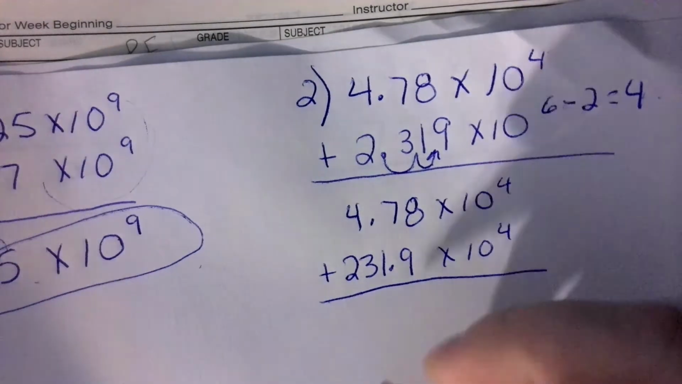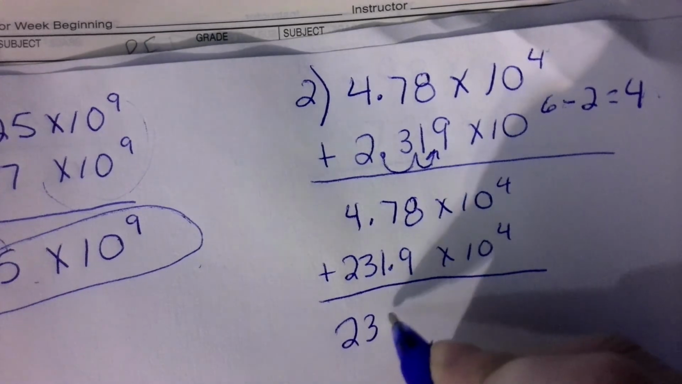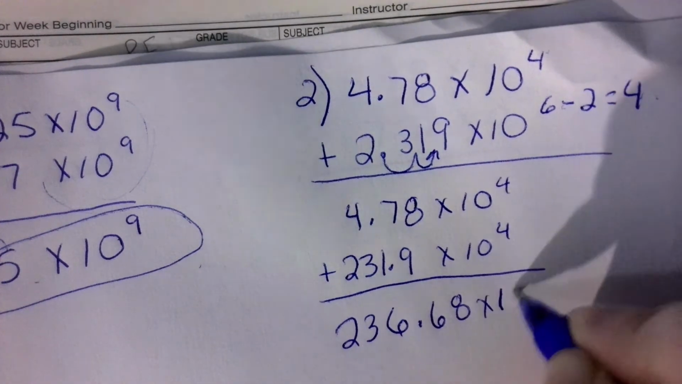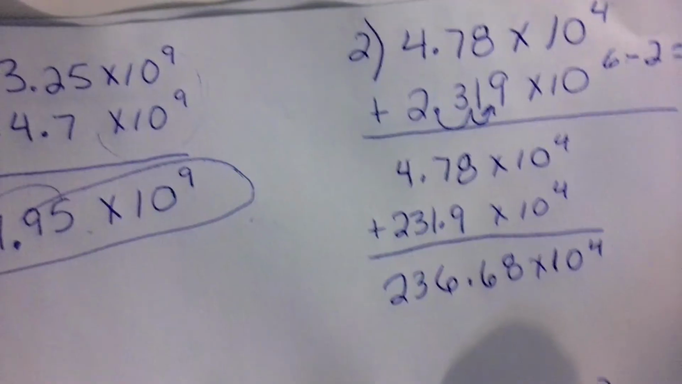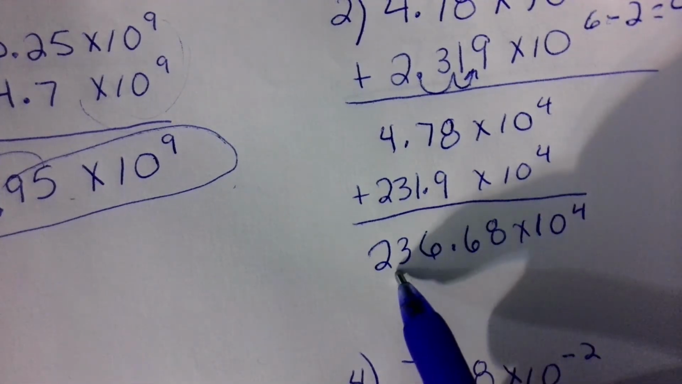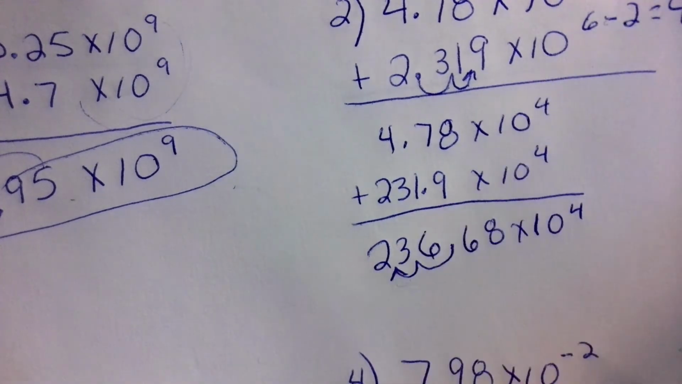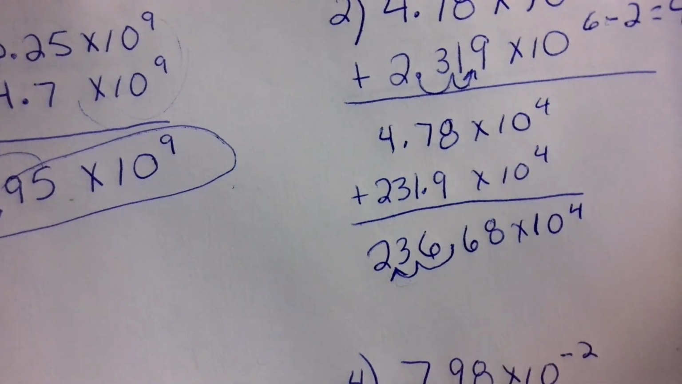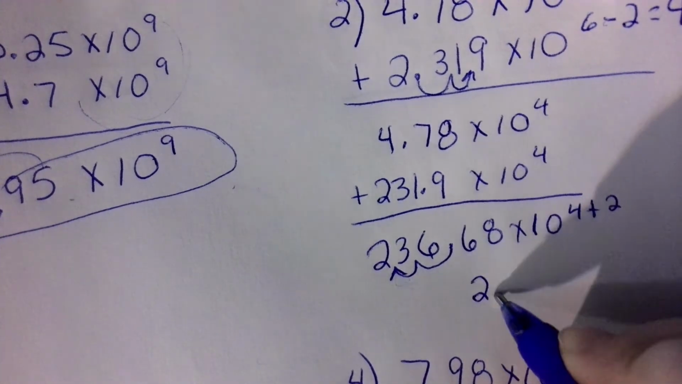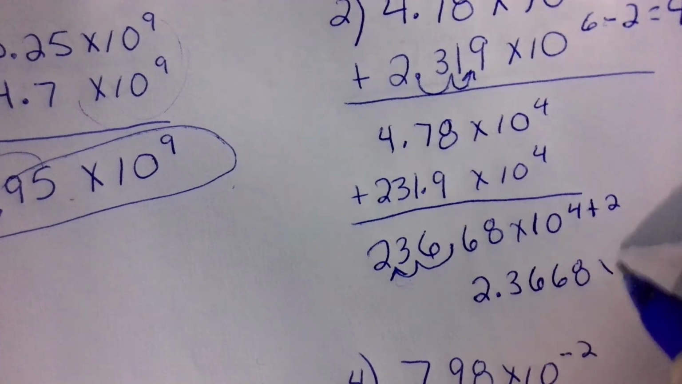Okay, now when I add those together, I get 236.68 times 10 to the 4th. Which we know that this cannot be left like this. We have to have just one single number in front of this decimal. So I'm going to move this again, 2 spots. When I move this direction, I'm going to add 2. So now my new number is 2.3668 times 10 to the 6th.